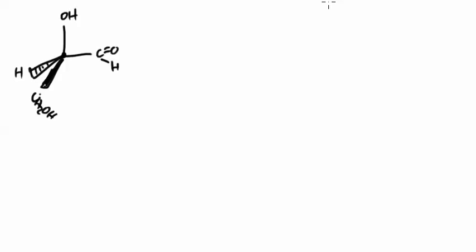Okay, so at the end of the previous video, I said, remember, this is called the perspective formula. That's what I'm going to call it here. It puts a perspective on things, right? So a perspective formula is basically a structure that has a solid and a dashed wedge on it. That is what we call a perspective formula.